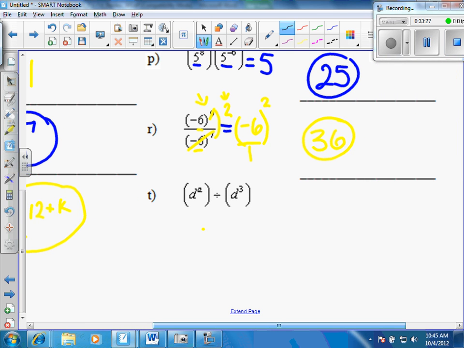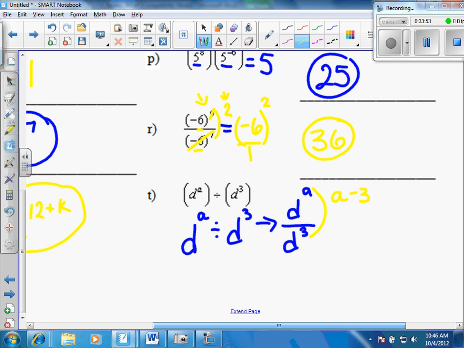And the last problem, I'm going to copy that over just so you can see it better. It is d to the a power divided by d to the 3rd power. So rewrite that in fraction form, d to the a over d to the 3. Same base, subtract the exponents, so that would be a take away 3. So your final answer is d to the a take away 3.